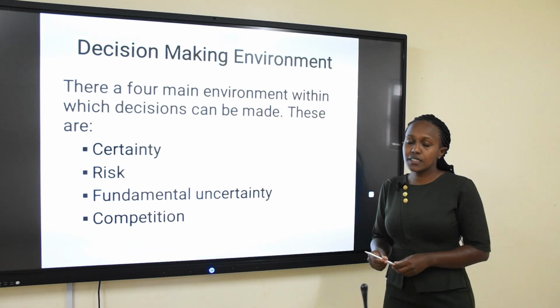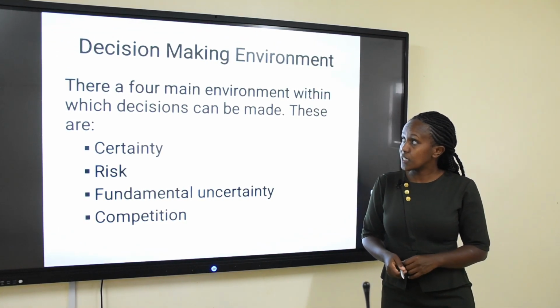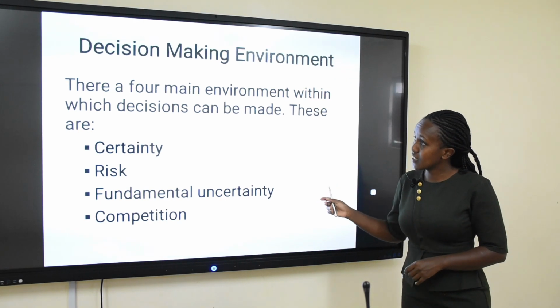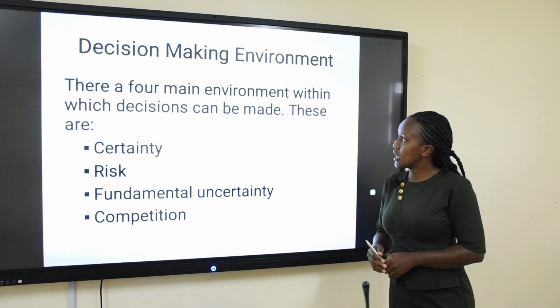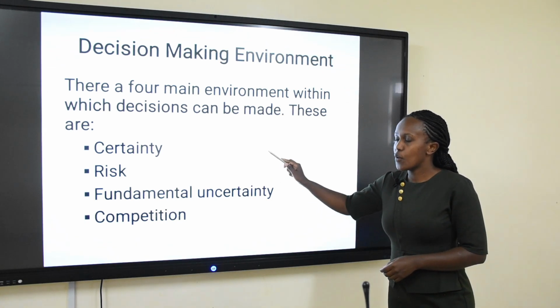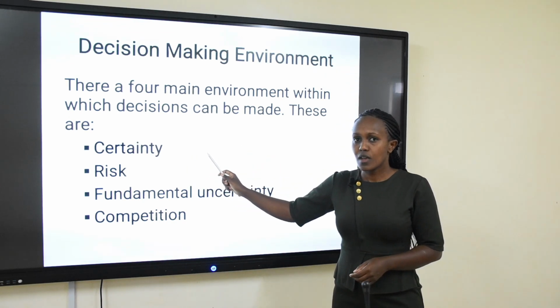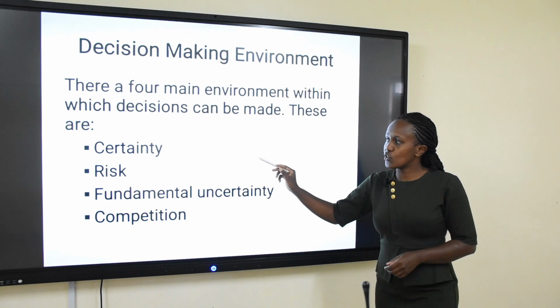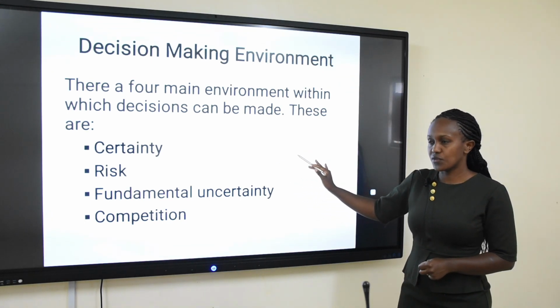Decision-making cannot be made in a vacuum. It has to be made in a decision-making environment, and there are 4 environments within which a decision can be made. These are the certainty environment, where, from the word certain, all the issues regarding the decision are known, and the decision simply involves picking the best alternative.